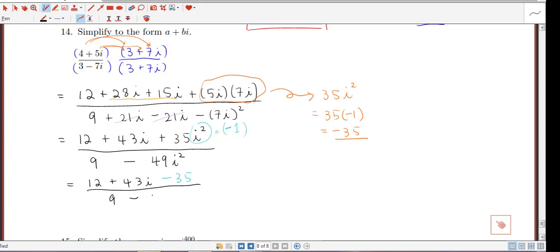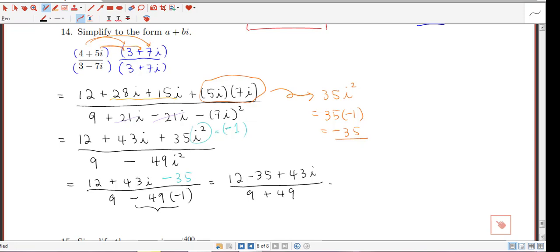And then what? Minus 49. Again, this portion is going to become negative. So, you know what? I'm just going to write it in black. Sorry if I confused you with the color. i squared is again negative 1. Okay, so what do we get? You're going to have 12 minus 35 plus 43i, whole thing over 9. Now, this portion here is going to become what? Plus 49.